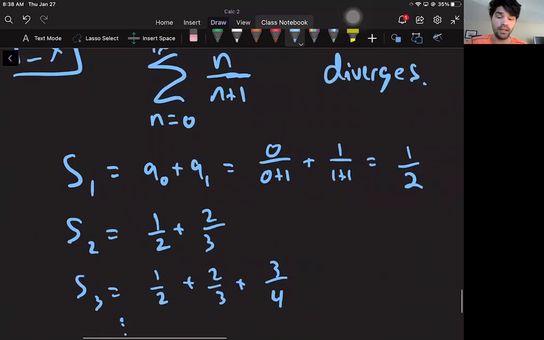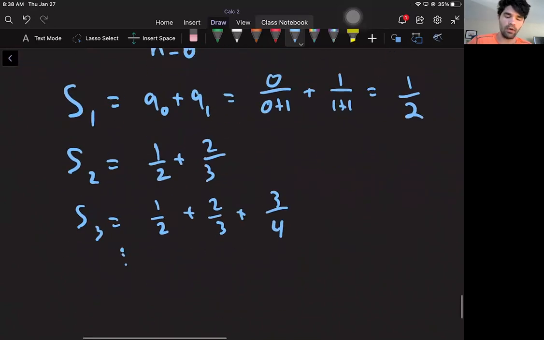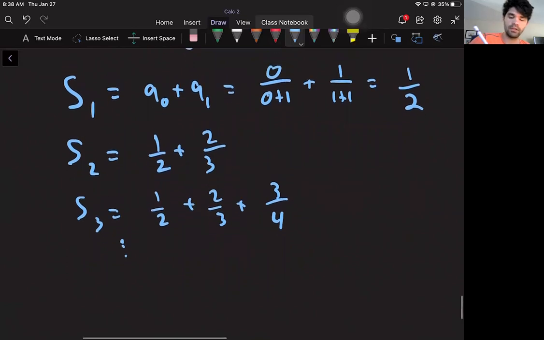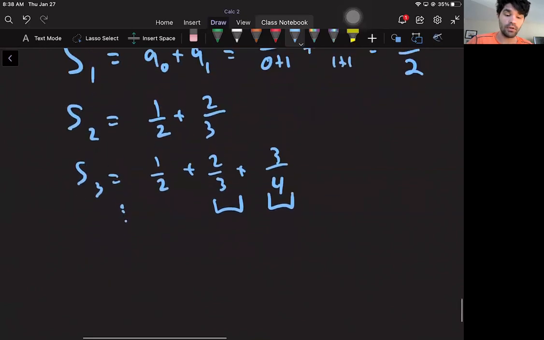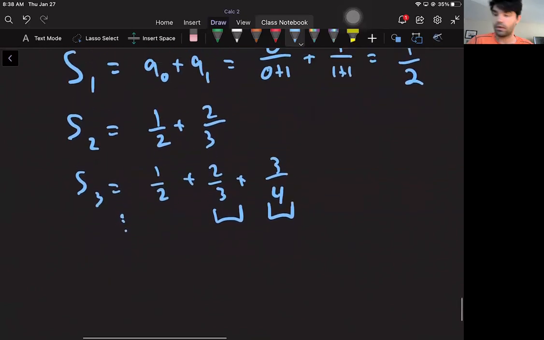Okay, so again, the idea is it's going to diverge because although we are adding fractions, the fractions are not getting smaller in this case. So not only are they not getting small fast enough, they're not even getting smaller. In fact, this is bigger than this. 3/4 is bigger than 2/3. And the more terms you add, you're actually adding bigger terms. Okay, so it's definitely going to diverge. So what can we do?